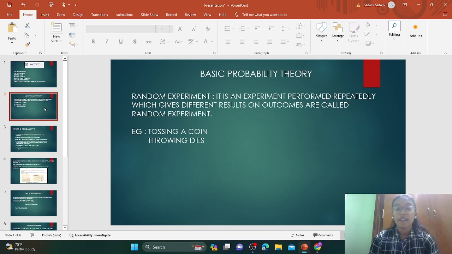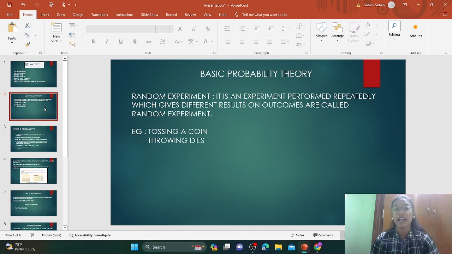First, before reading out the definition, let us know what a random experiment is. By listening to the word random, we get to know that it is nothing but choosing something randomly, like picking something out of a group. So it is an experiment performed repeatedly which gives different results or outcomes, and it is called a random experiment. As I said, it is an experiment that occurs randomly.